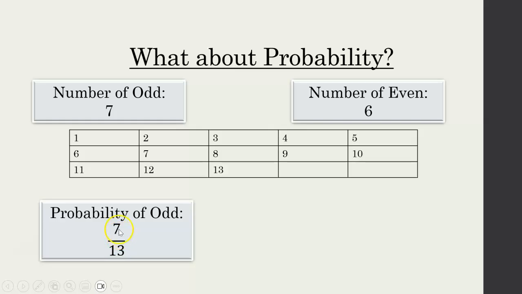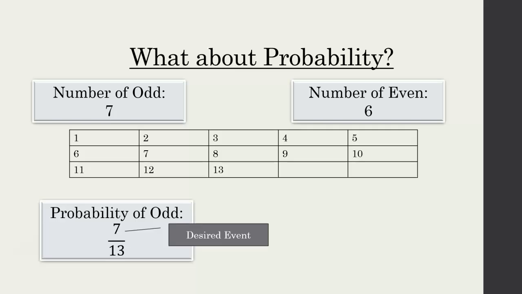Now, how did I get this? Well, how many numbers are there altogether? What's the total amount of numbers? There's 13. And how many of them are actually odd? Well, there's 7. So it's 7 out of the whole 13 are odd. So the 7/13 is the probability of an odd number being rolled. What about an even number?